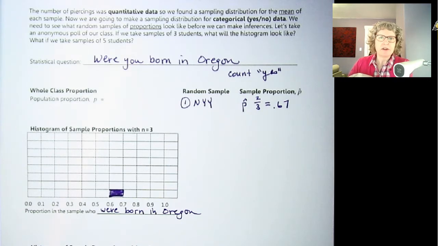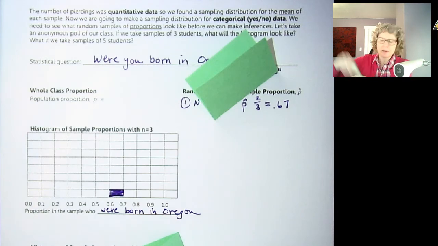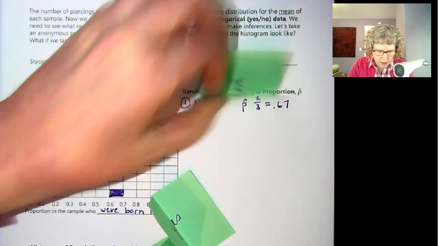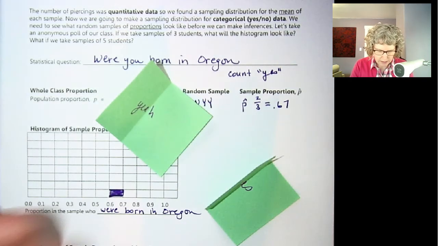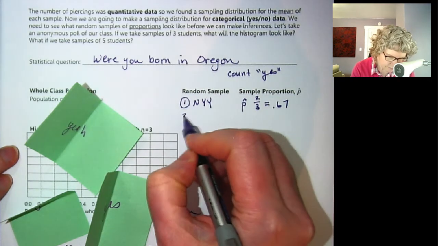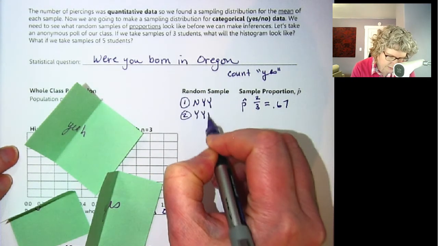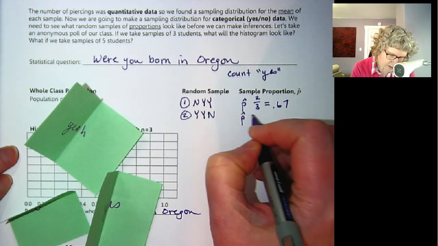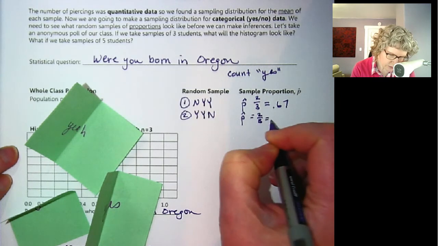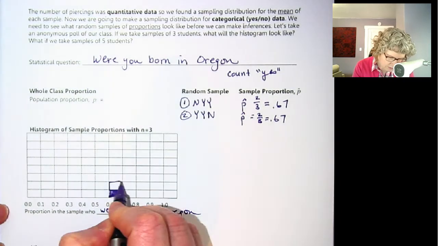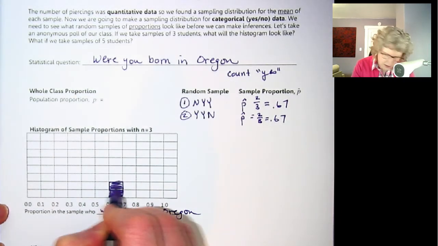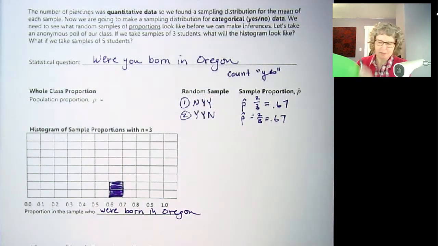I put those back in, very important, because we're starting with the same population every time. And now I'm going to pick 3 more. They get a little stuck together sometimes. Okay, this is yes, yes, no. They happen to be the same thing: yes, yes, no. So our p hat is also 2/3 or 0.67. Let me do one more before I pause it.